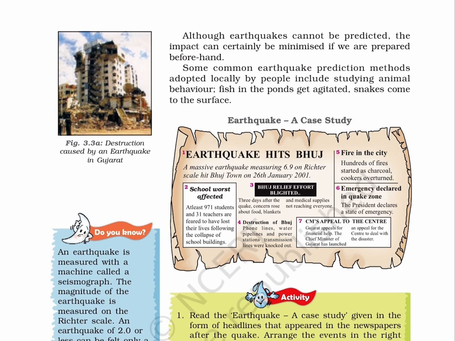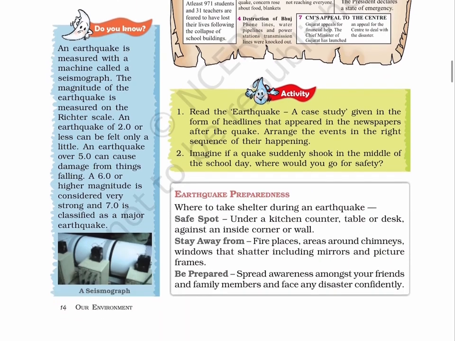Do you know? An earthquake is measured with a machine called a seismograph. The magnitude of the earthquake is measured on the Richter scale. An earthquake of 2.0 or less can be felt only a little. An earthquake over 5.0 can cause damage from things falling. A 6.0 or higher magnitude is considered very strong, and 7.0 is classified as a major earthquake. Below this we can see the picture of a seismograph.